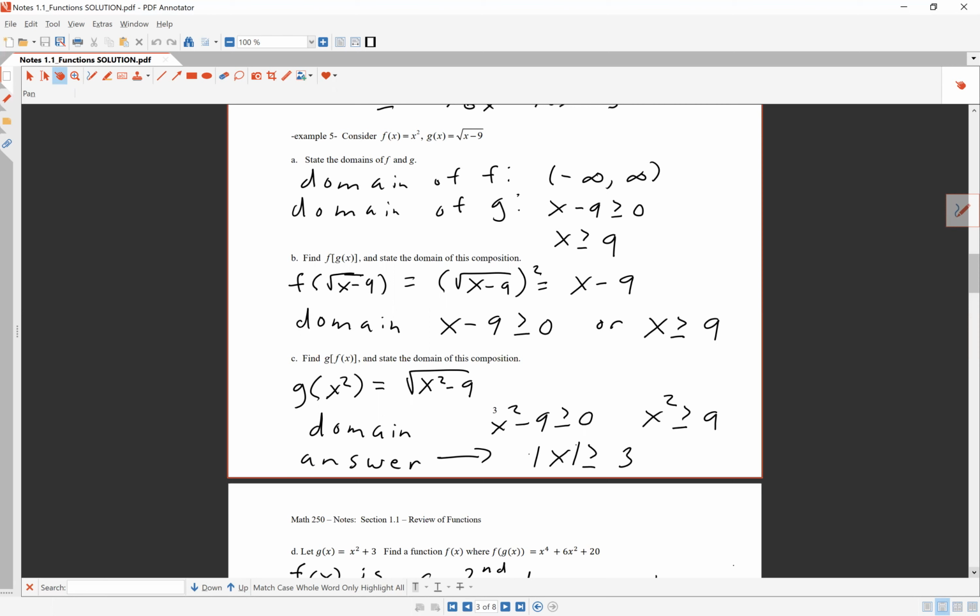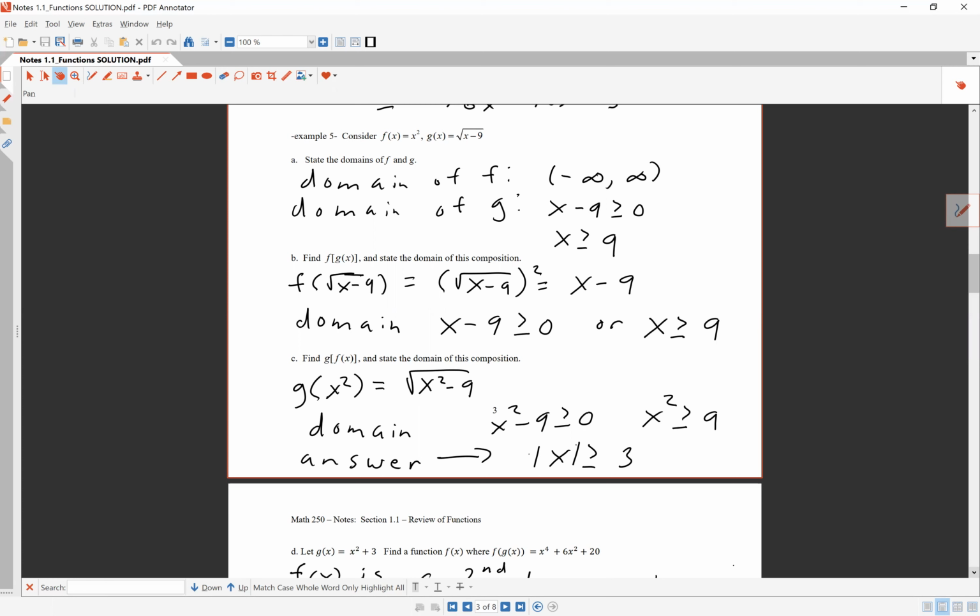Once again, we could actually put in any value for x in x squared; the domain of x squared is all real numbers. But g of x squared is the square root of x squared minus 9, and x squared minus 9 cannot be negative. So let's solve for that. x squared minus 9 is greater than or equal to 0. x squared is greater than or equal to 9. If you simplify that inequality, you get the absolute value of x is greater than or equal to 3.